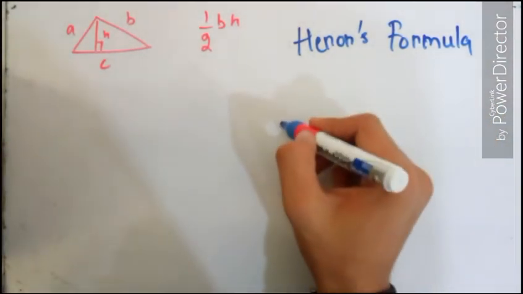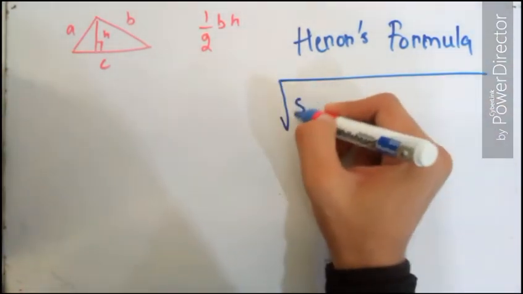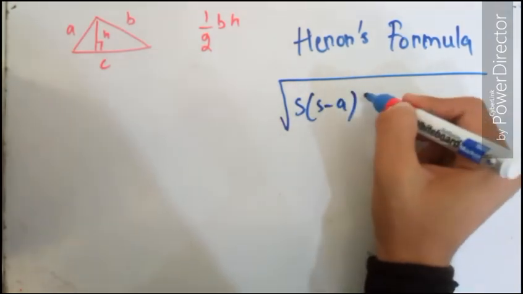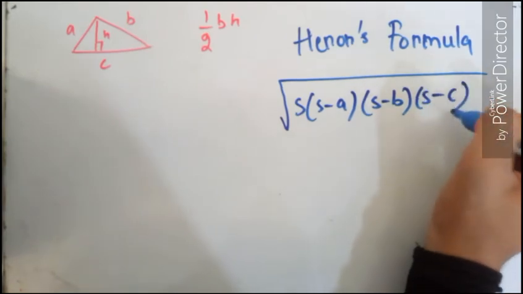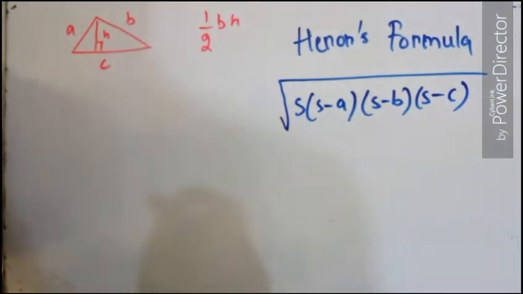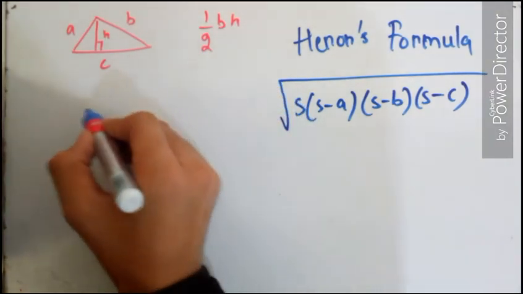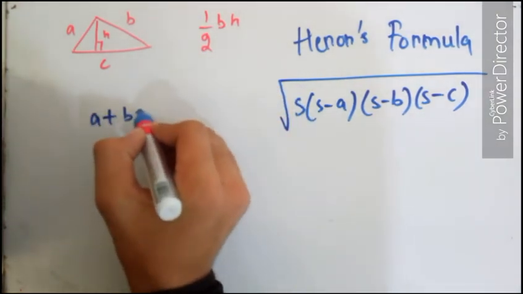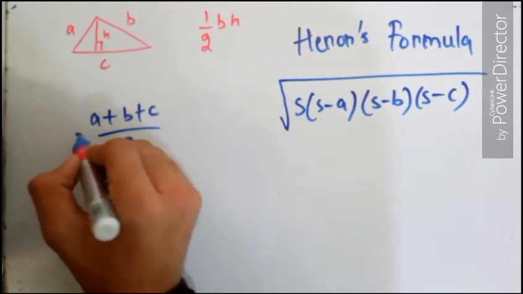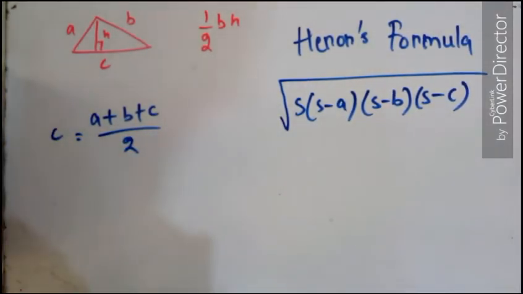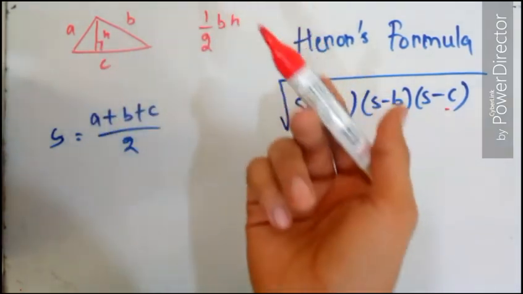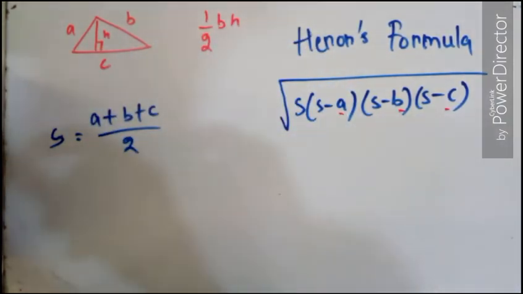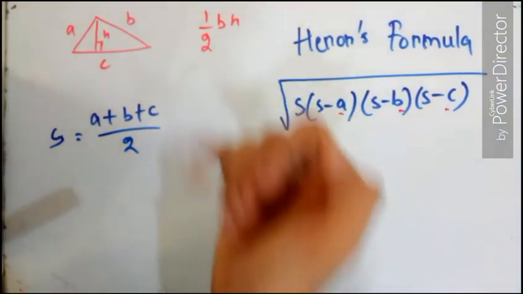It is given by the square root of s into s minus a into s minus b into s minus c, where s is half of the perimeter of this triangle, that is, a plus b plus c divided by 2 is s, and a, b, c are the respective sides of this triangle. So this formula is nothing but derived from the area formula itself.